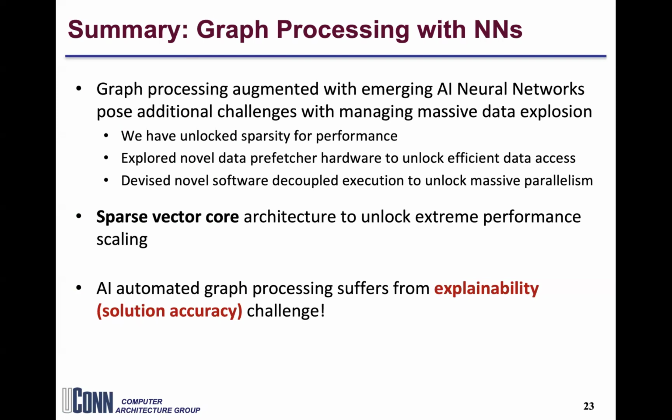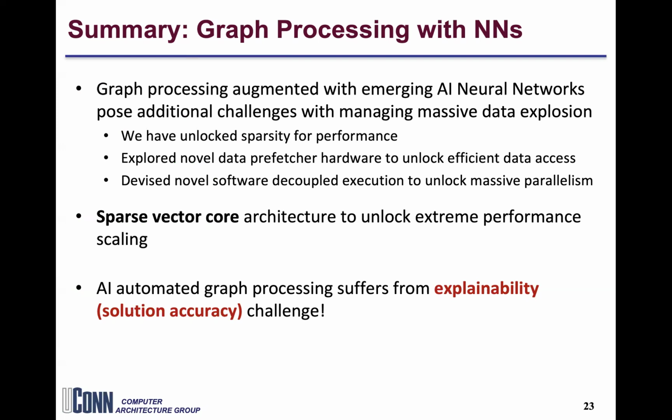But the problem here with this era is that this automated graph processing has this explainability problem. I can process this data. I can tell you I have 80% accuracy. What does that mean to the end user? There are many end users who don't want approximate solutions. They are deploying this in a mission environment. Solution accuracy is really key.